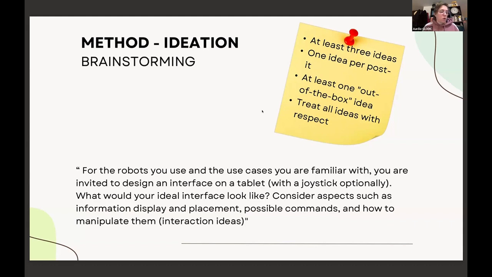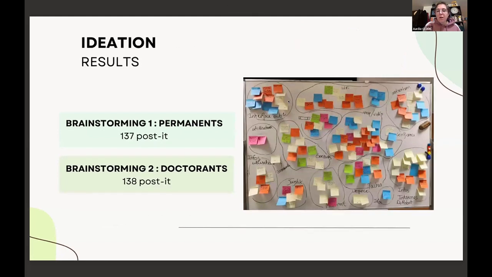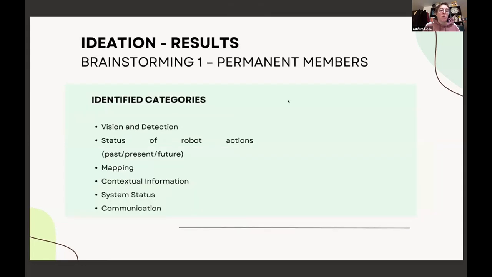The instructions were: for the robot you use and the use case you are familiar with, you are invited to design an interface on a tablet with a joystick optionally. What would your ideal interface look like? Consider aspects such as information display and placement, possible commands, and how to manipulate them. From the first brainstorming, we got a lot of post-its, and we got the following results.